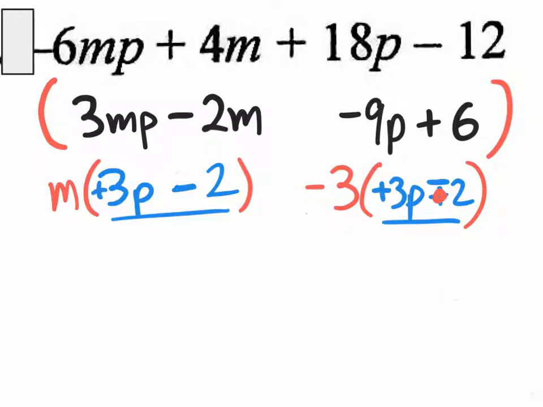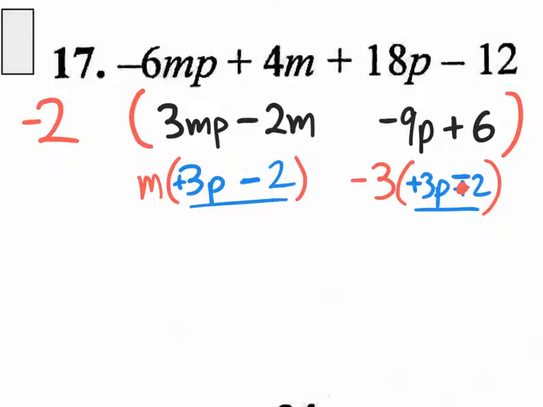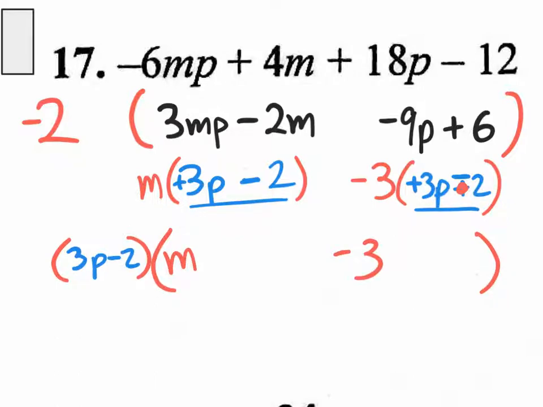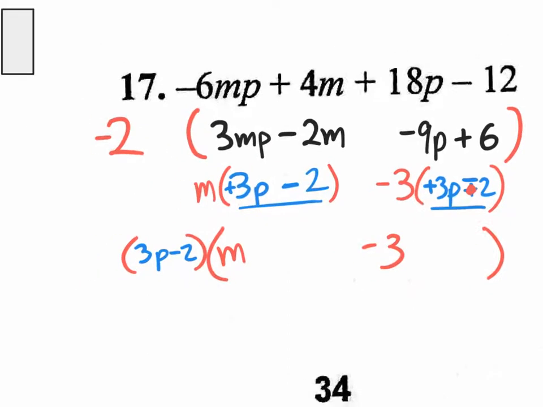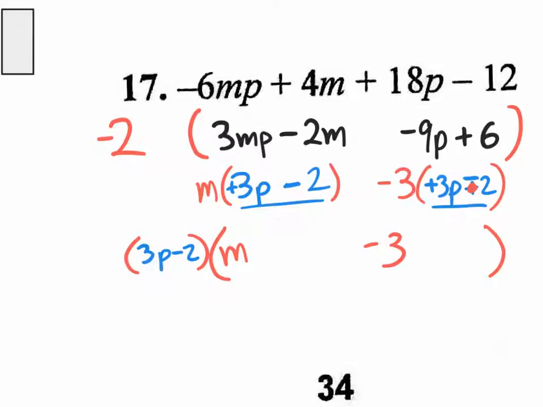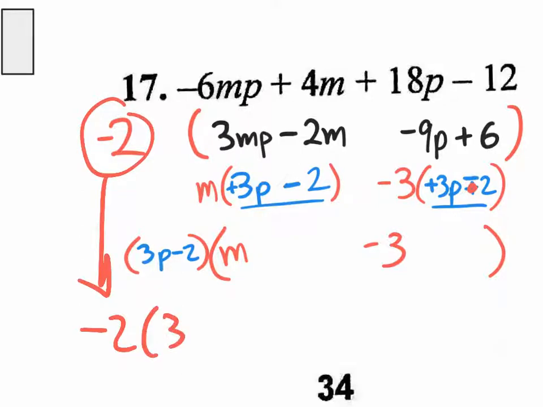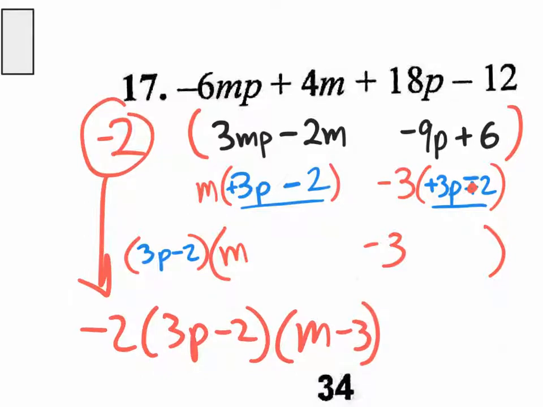So we're going to take a step back and pull out that common binomial. And that common binomial is 3p minus 2. And what do I have left on the inside of the parentheses? M and -3. And we need that -2 out in the front. So we have -2 times (3p minus 2) times (m minus 3).